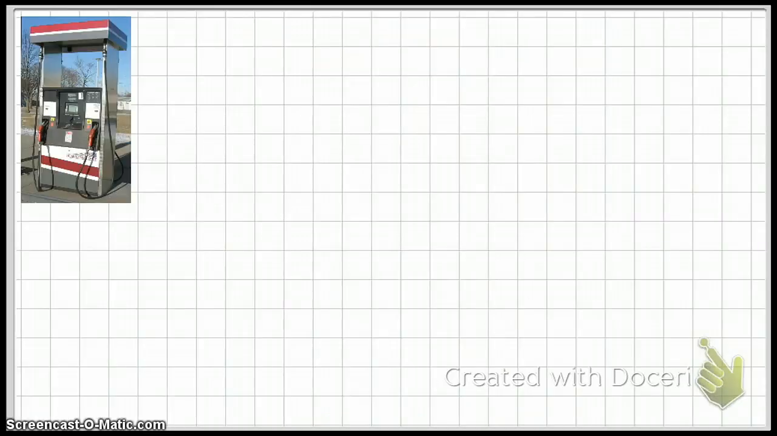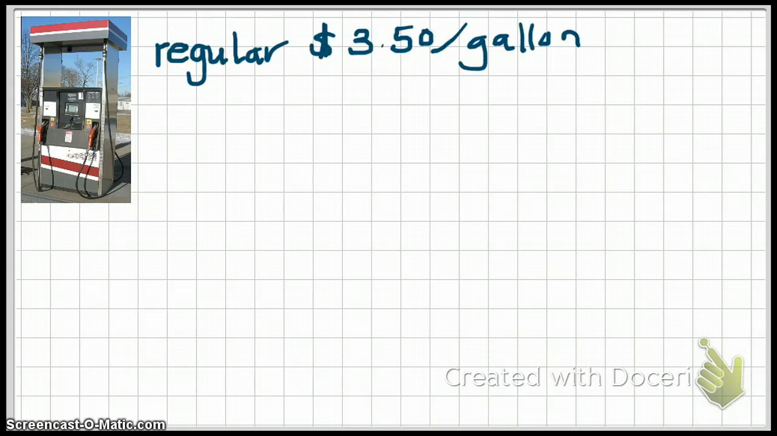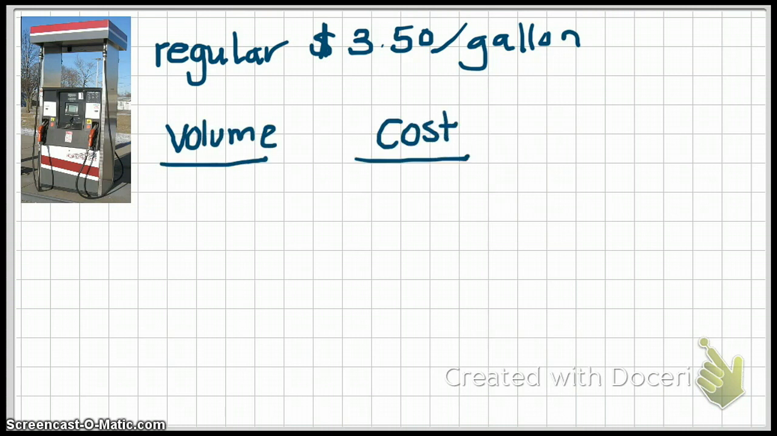Let's take a look at an example. Let's assume that you went to buy gas. A regular is $3.50 per gallon, and let's see how the cost of gas behaves with changes in volume. Let's say you buy 1 gallon of gas. You would have to pay $3.50. How about if you buy 2 gallons of gas? You would have to pay $7.